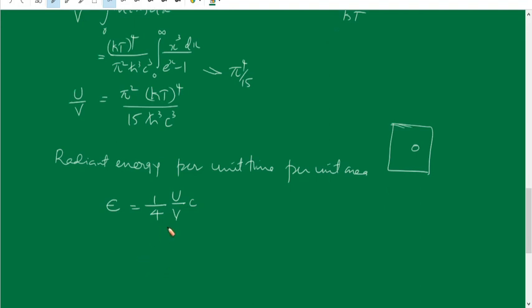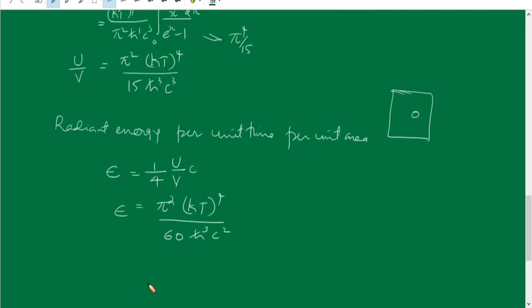So this we have derived in the third chapter, I think. So this is equal to 1 by 4 u by v into c, which is equal to pi square (kT) whole raised to 4 divided by 60 h-cross cube c square. So this is the radiant energy per unit area per unit time.